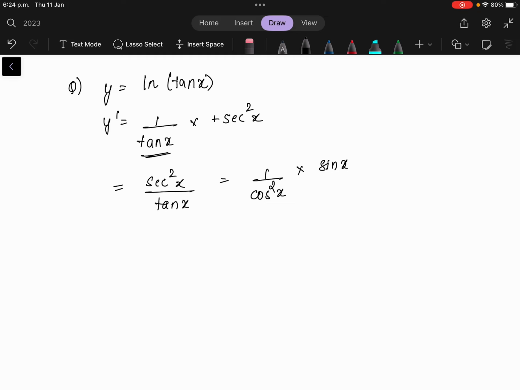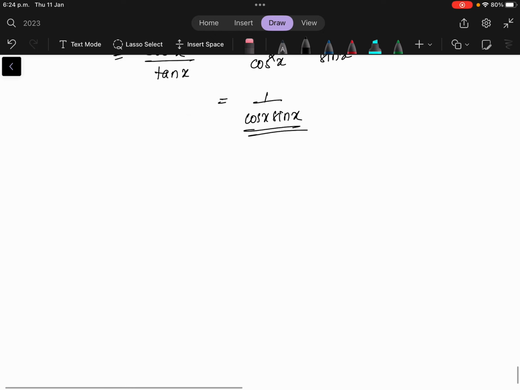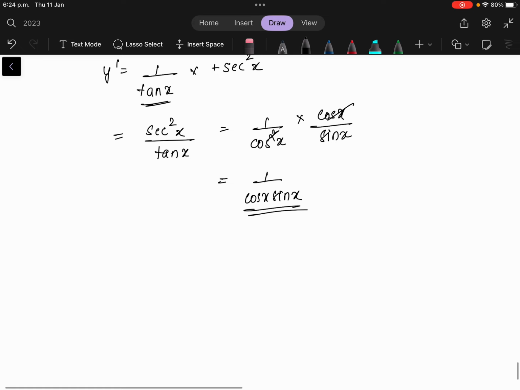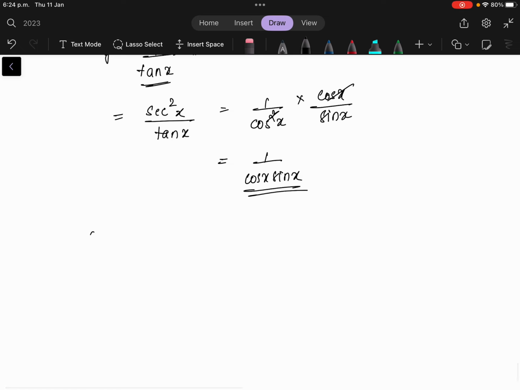No, tan x is equal to sin x over cos x, and when you put it on to the top, which will be cos x over sin x, and one cos x will get cancelled here, so that will be 1 over cos x sin x. So this is optional. Only if the questions have asked you to write it in cos x and sin x, you can write this, otherwise you can just neglect it.